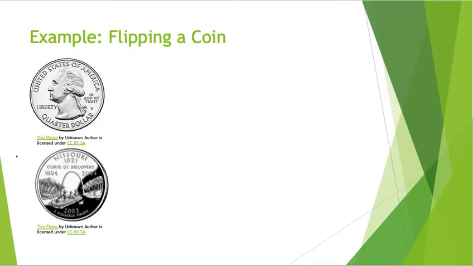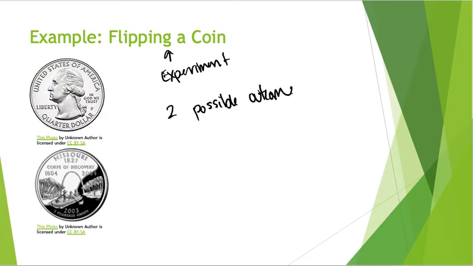Another example is flipping a coin. So flipping a coin would be your experiment. If you were to flip the coin one time, there are 2 possible outcomes. And those outcomes are flipping a heads or flipping a tails. And those 2 possible outcomes make up your sample space.